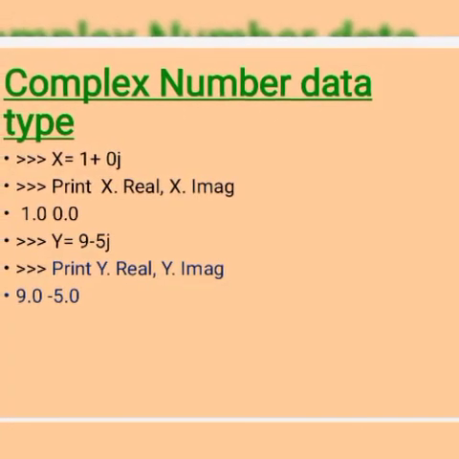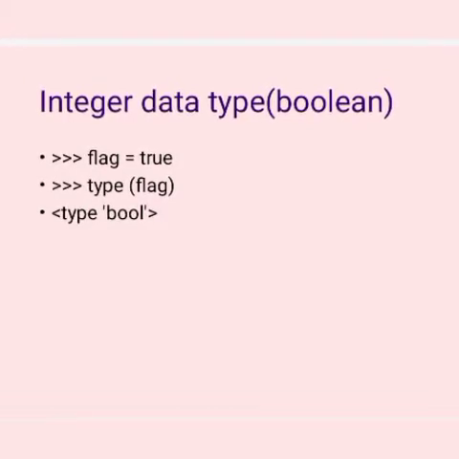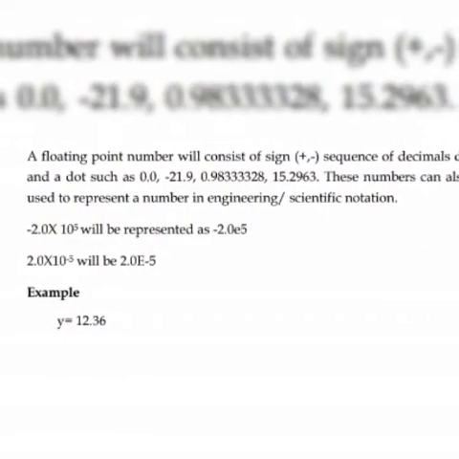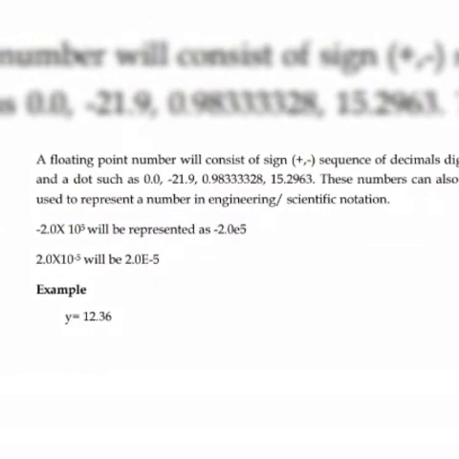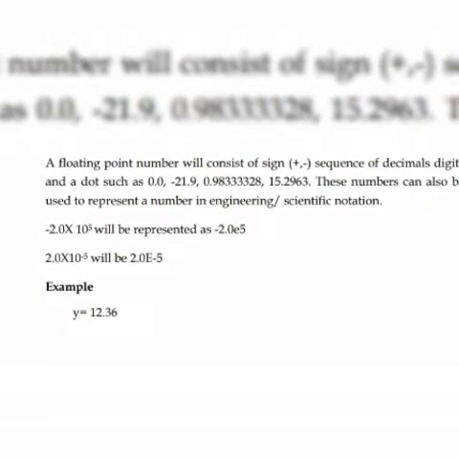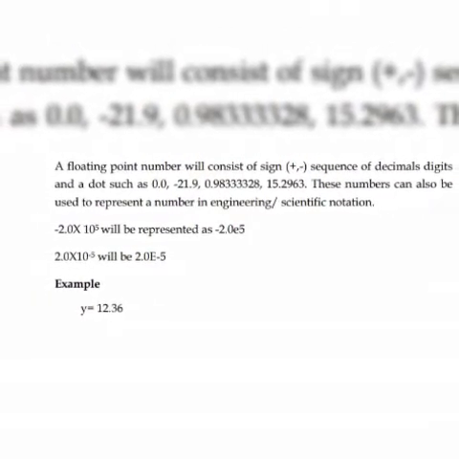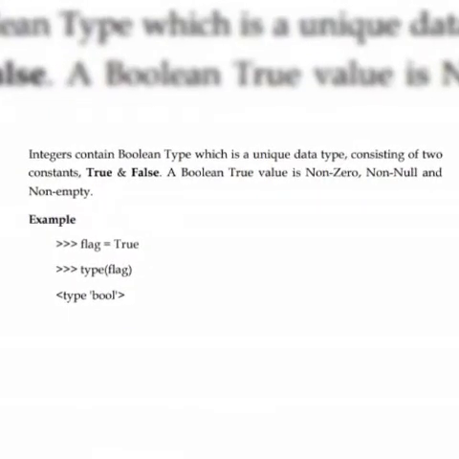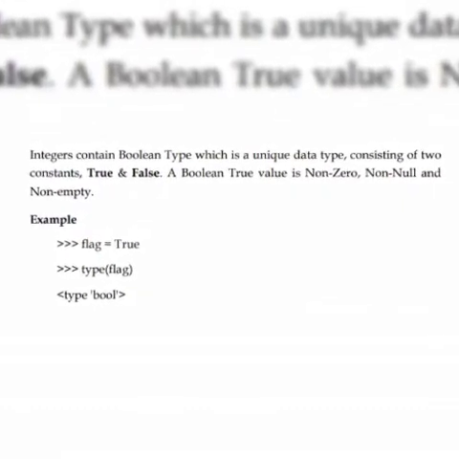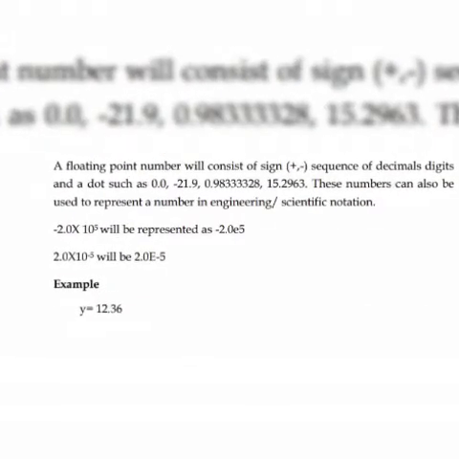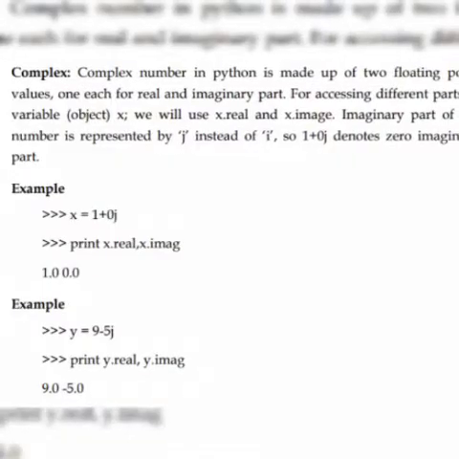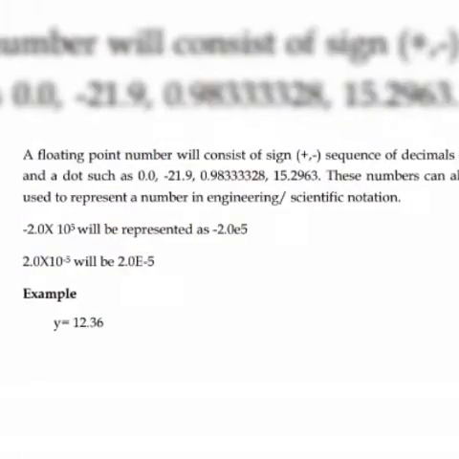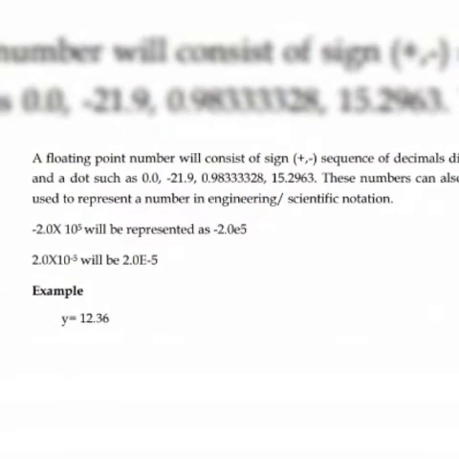For example, if we are writing flag, what is the value of the flag? Does that flag hold some value? If it holds a value, then we will write true, that is yes. You can see on the slide I have written the prompt, and after the prompt I have written flag is equal to true. That is, the flag has the true value.